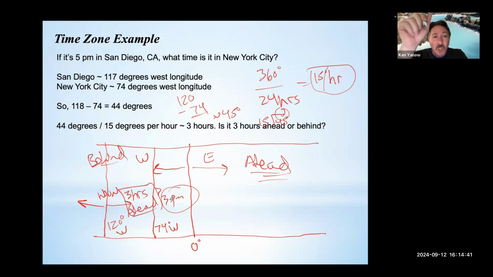But before I do, I want you to recognize something. I am using time and distance interchangeably. I am saying that New York is 3 hours ahead of us. I'm also saying New York is 45 degrees east of us. So time and longitude seem to go together. Keep that in mind because that's how we're going to inevitably determine our longitude, is with time.